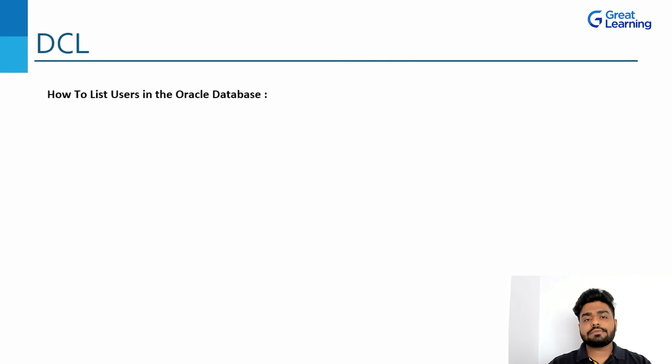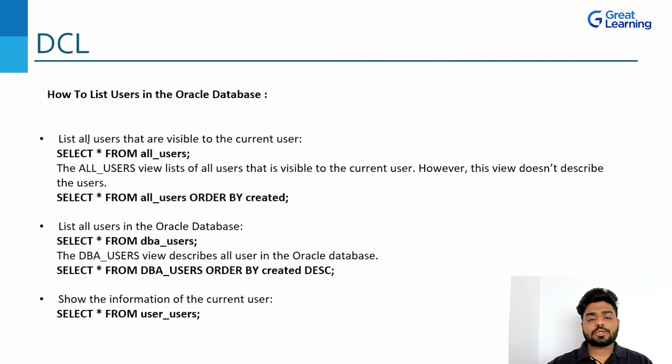And what you have created will also be shown. So to list all users that are visible to the current user, that means if you are in system user, then for system user, which all users are visible? To see that, you have to use select star from all users. And if you want to see it in an order, ascending order or descending order, then you can use order by created.